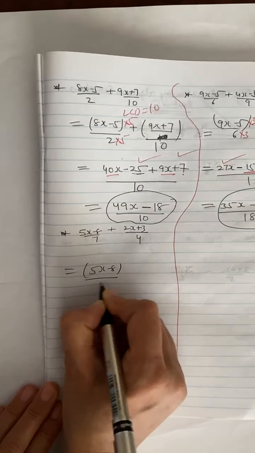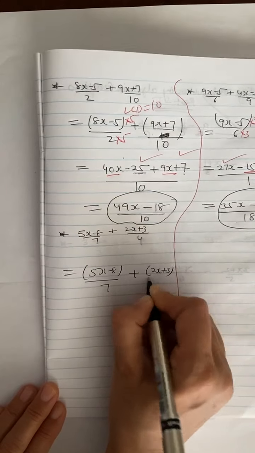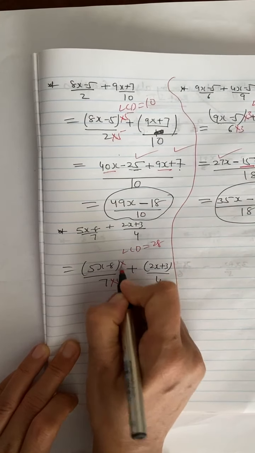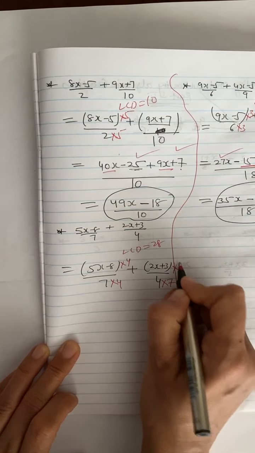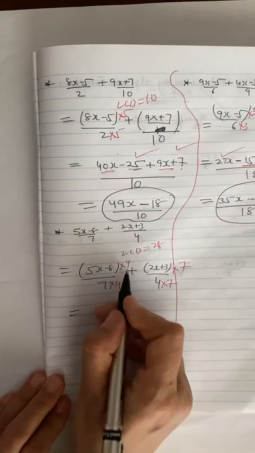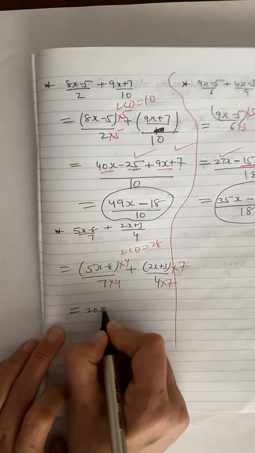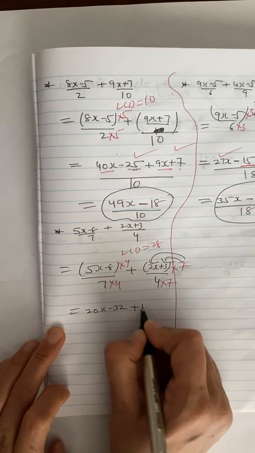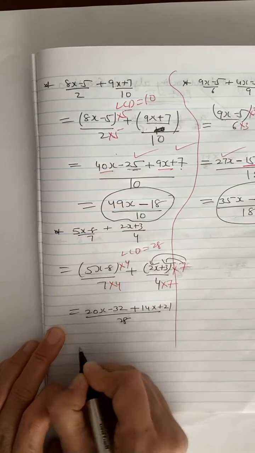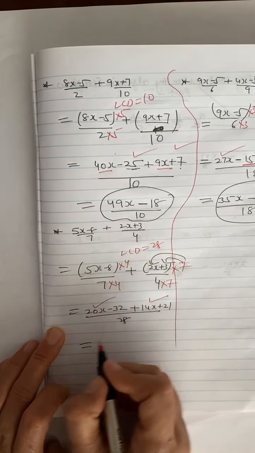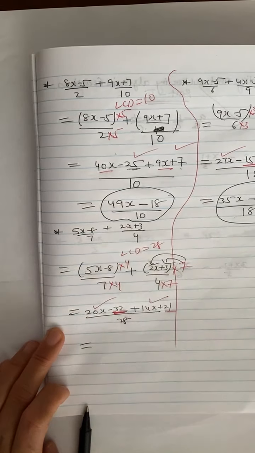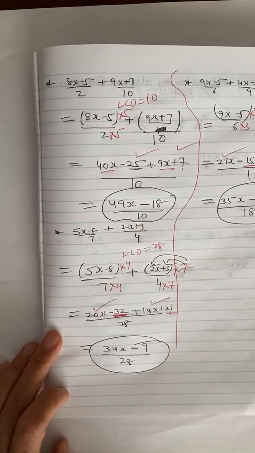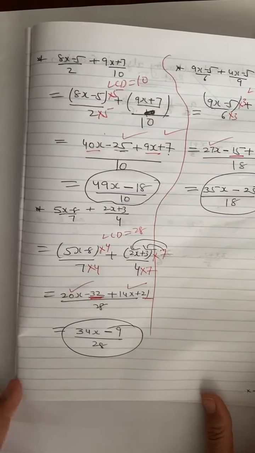5x minus 8, bracket first, over 4, least common divisor, 28. So this multiply by 4, multiply by 4, this multiply by 7 and 7. Now distribute this 4 to 5x minus 8, 20x minus 32, plus 7, distribute this to 2x and 3, 14x plus 21 divided by 28. Now these two are like terms, 20x plus 14x and minus 32 and 21. So that is 34x minus 9 divided by 28. So this is it for today's lesson.